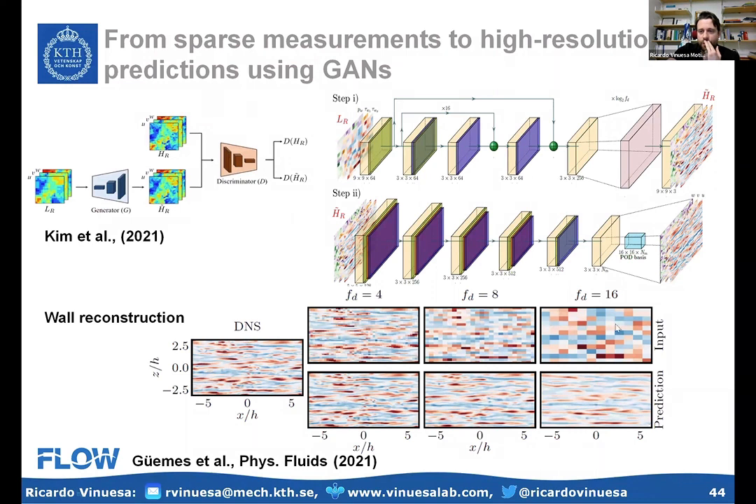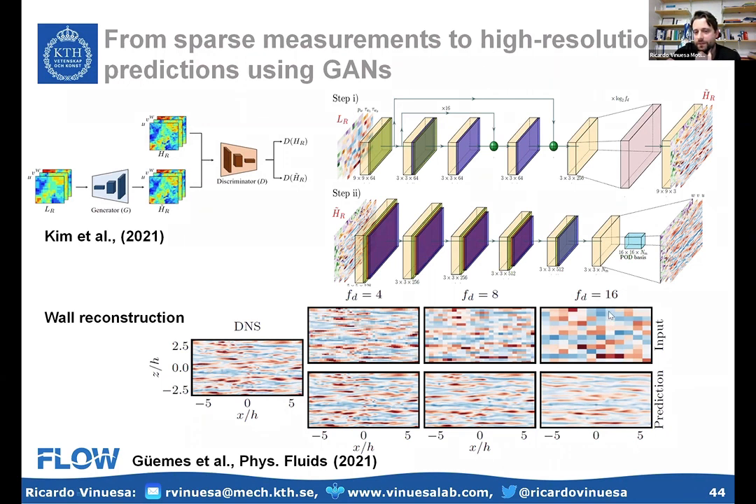The first row shows results after downsampling, so by a factor of 4, by a factor of 8, and by a factor of 16 in each direction. So you can actually see how the input data gets coarser and coarser. And this one over here with FD16 resembles the few sensors that I was showing before for the urban data case.